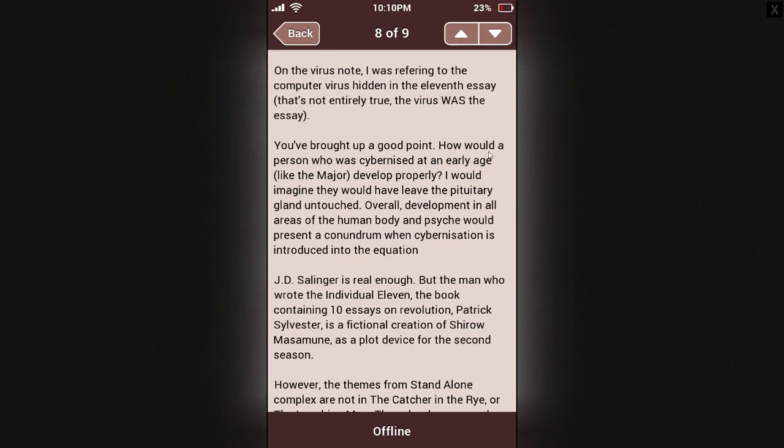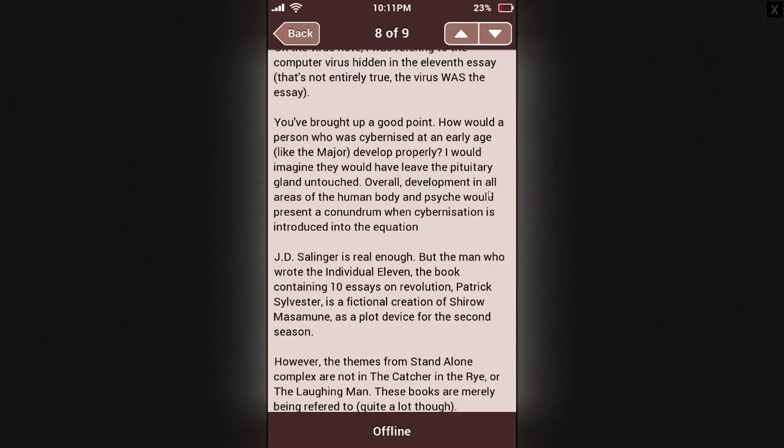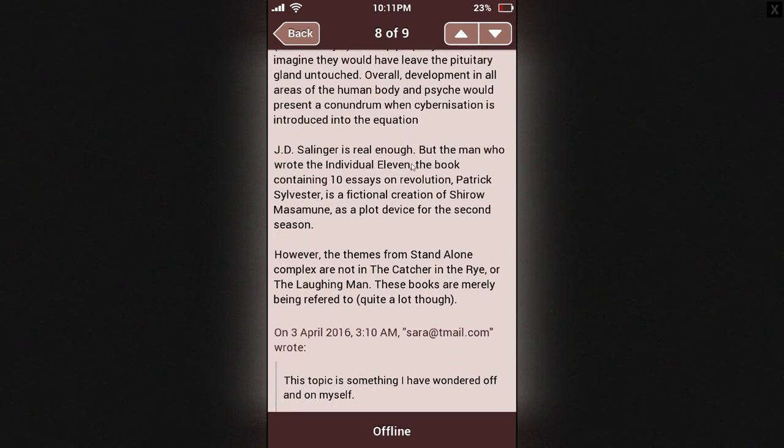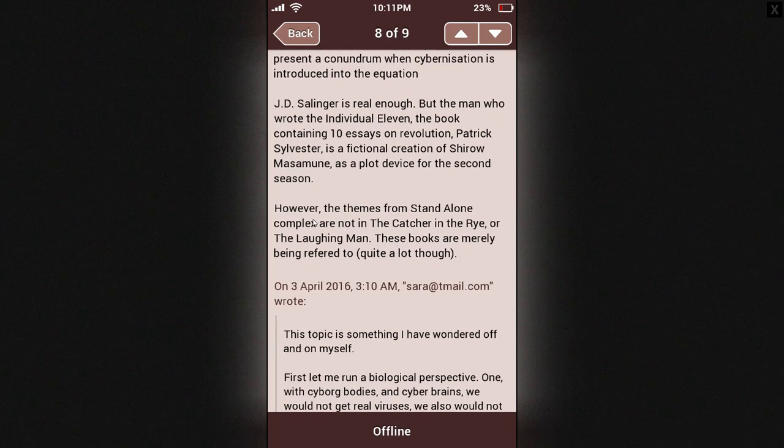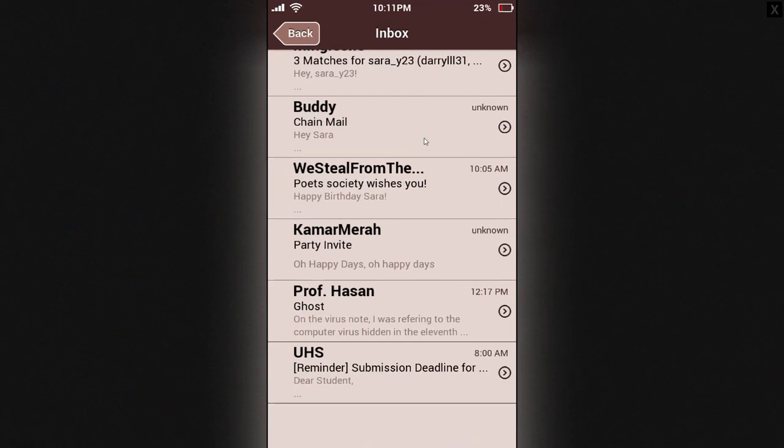All right, you brought up a good point. Overall development in all areas of the human body and psyche would present a conundrum when cybernization is introduced in the equation. The themes in the standalone complex are not in Catcher in the Rye or in The Laughing Man. These books are merely being referred to. Okay. Well, it looks like they were having some kind of philosophical discussion about either an assignment or something.